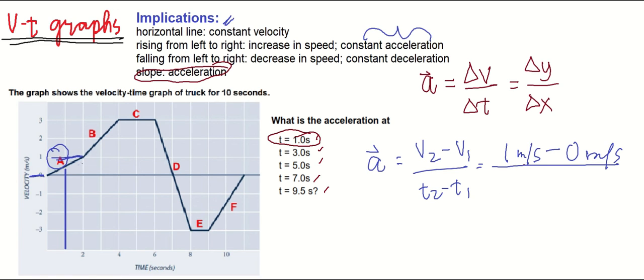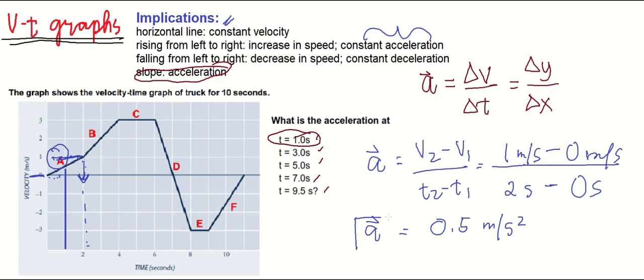Ano yung x na katapat nung nakatapat na y sa 1? Ito yun, on this part, this is 2. So we have 2 seconds minus, ano yung katapat ng 0? We also have 0. Right? So we simplify, you have 0.5 meter per second squared. So the acceleration at 1 second is 0.5 meter per second squared.